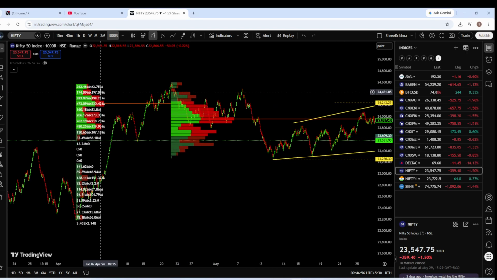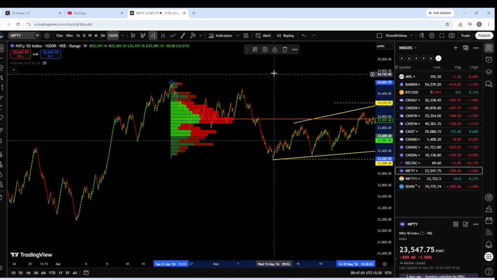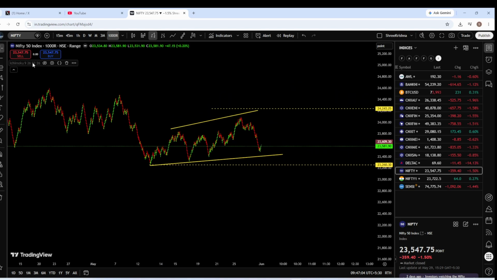Okay, so these are the tools. You can use them free of cost; there is no money for it. And the second thing is Ichimoku.